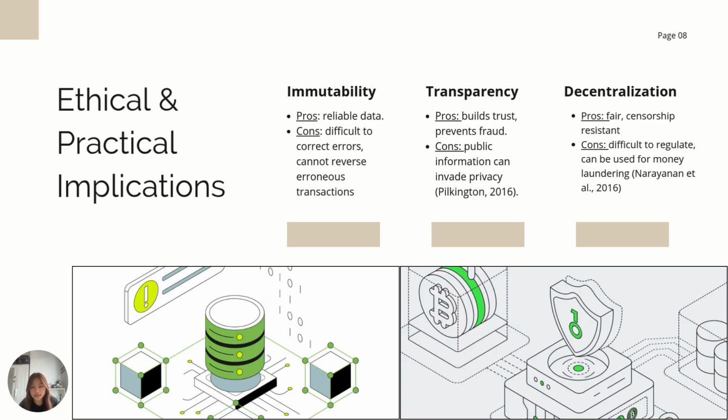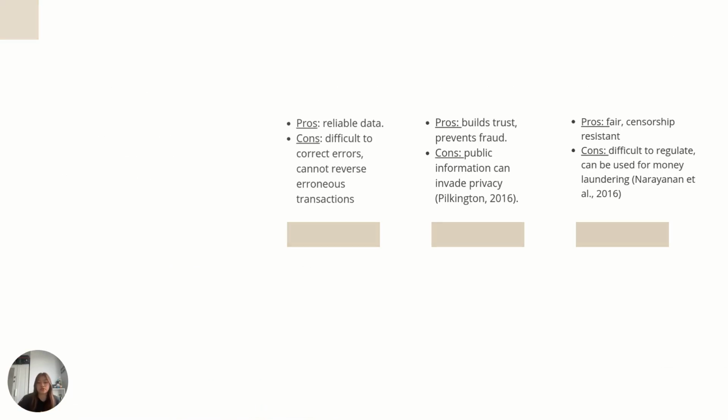And the last one is decentralization. It ensures fairness and security, but it makes regulation and law enforcement more difficult since no single authority can step in. This means when applying blockchain, we must always balance innovation with ethical and practical constraints.